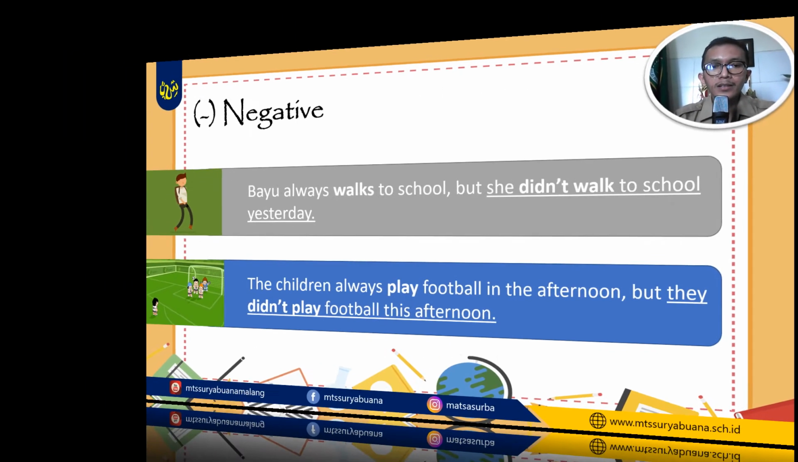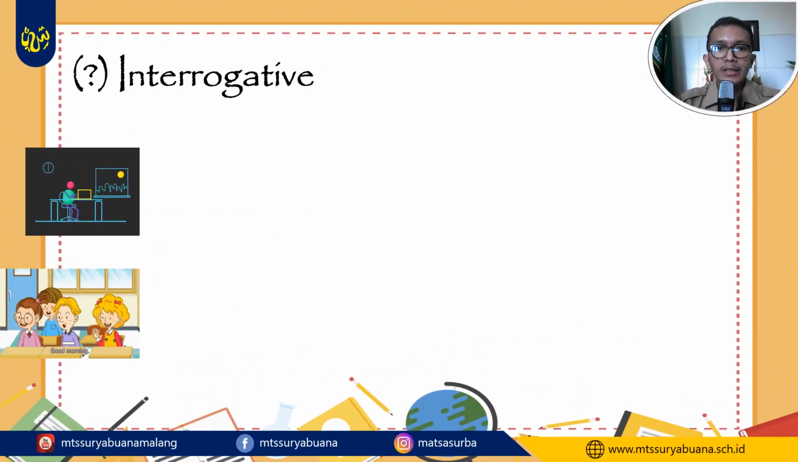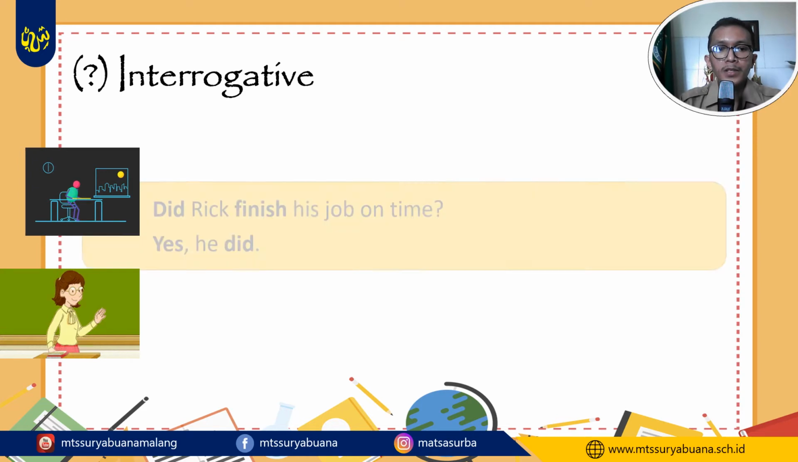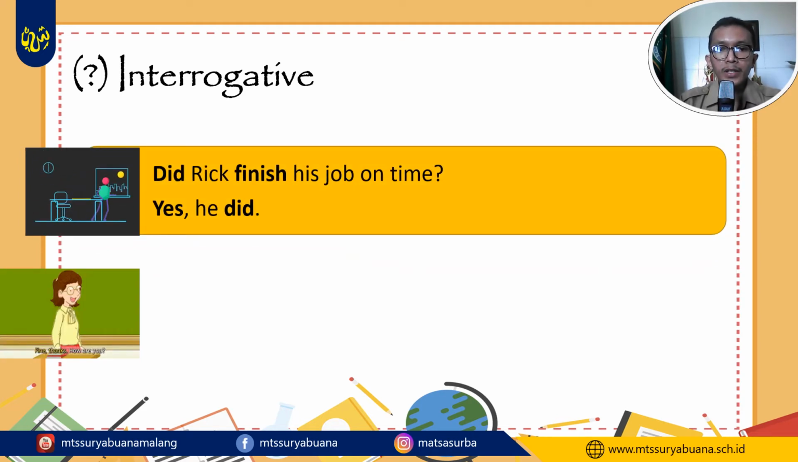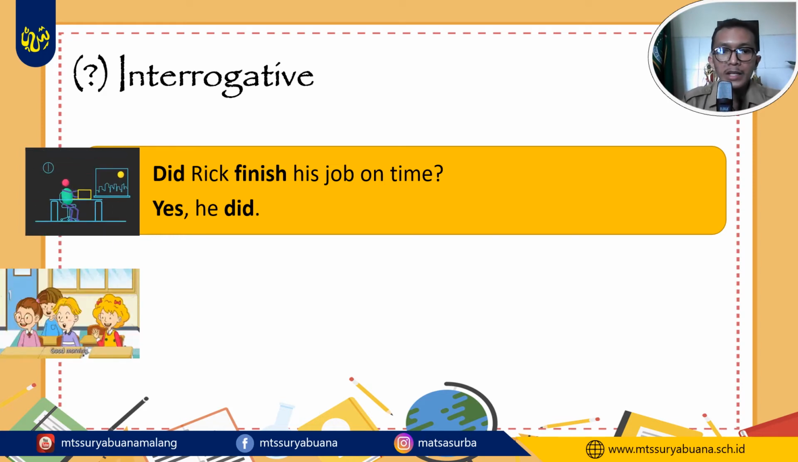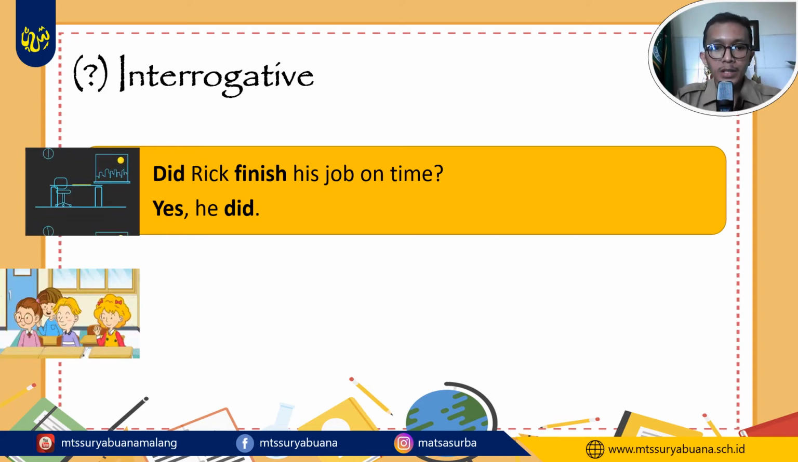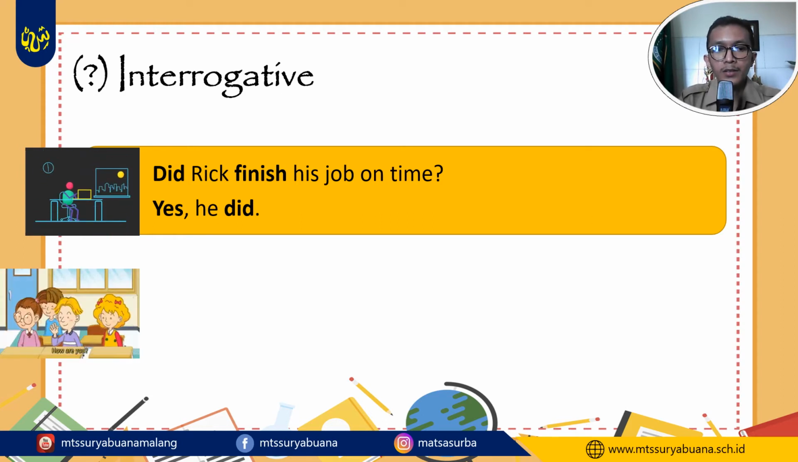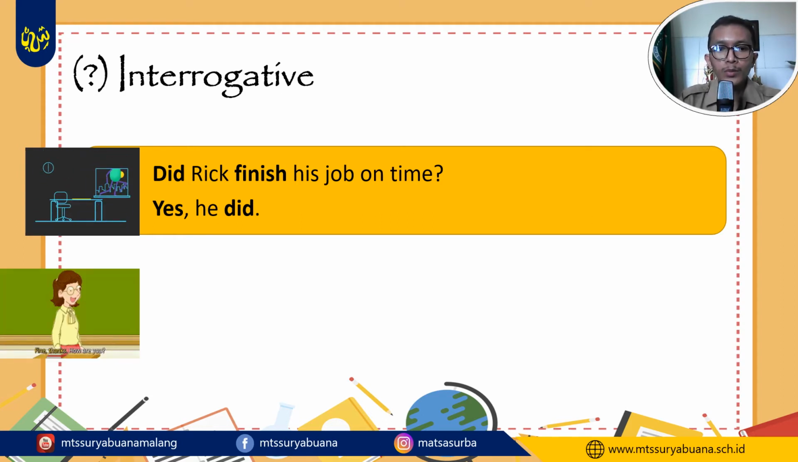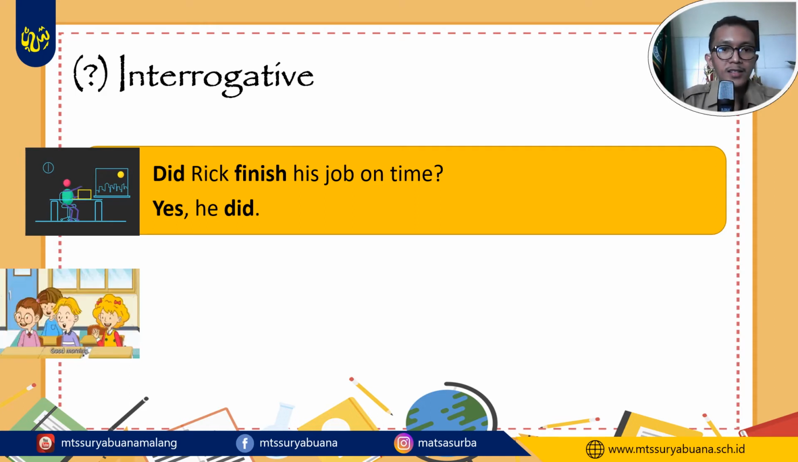The next type of the sentence is interrogative sentence or question. Please have a look to the example. Did Rick finish his job on time? And the answer, yes, he did. Or if you want to answer with no, no, he did not. Something like that.